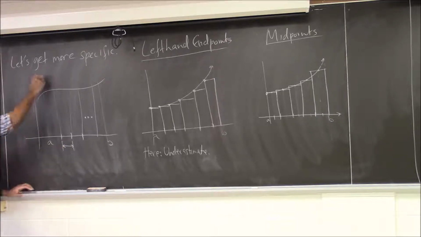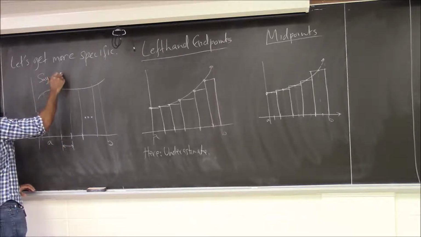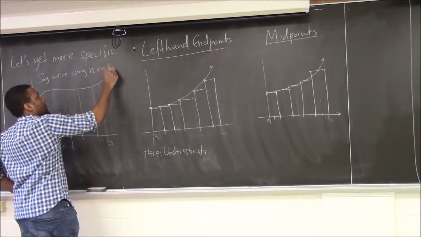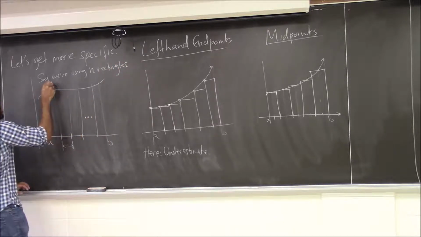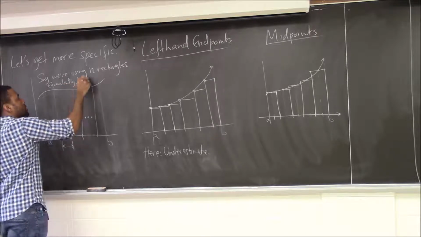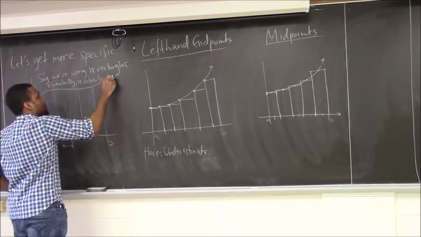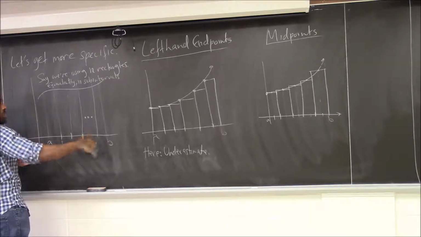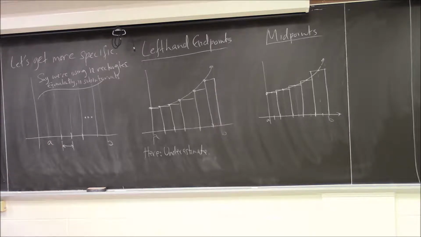Right? So say we're using n rectangles, or equivalently, n subintervals. Okay. So I take this interval AB, I cut it up into n equal parts. What would be the length of one of the parts? Wait, is n one of the parts? No, n is the number of parts there.